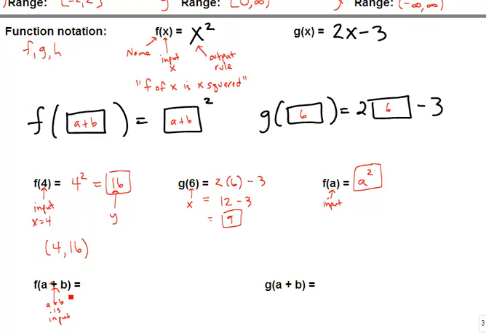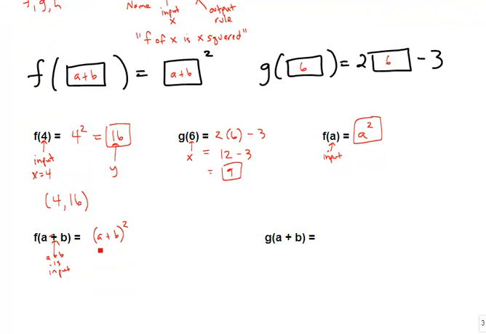And so the rule for f says take whatever your input is and square it. So we're going to take our input a plus b and square it. And to make sure that I do this properly, make sure you wrap your entire input in parentheses. So we're going to have a plus b quantity squared. Now this is an acceptable answer, but I also want to review with you how you could expand that out.